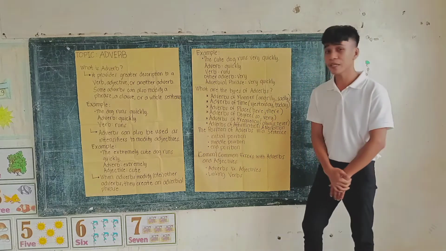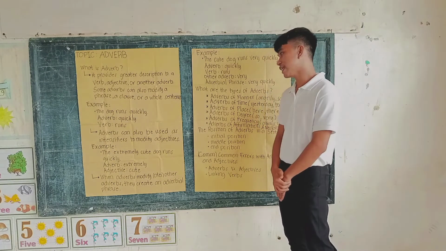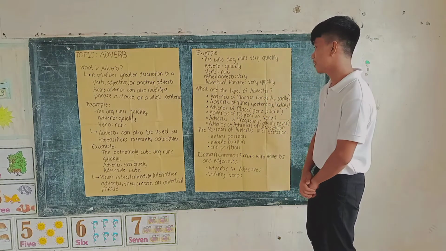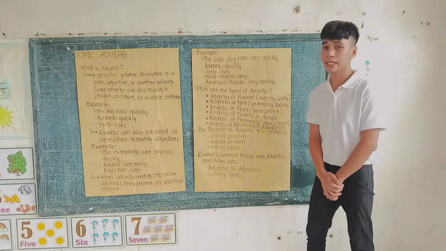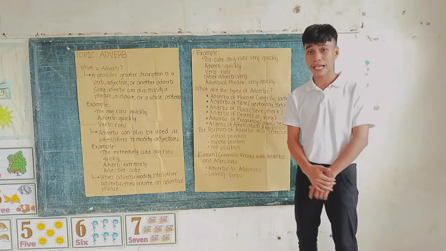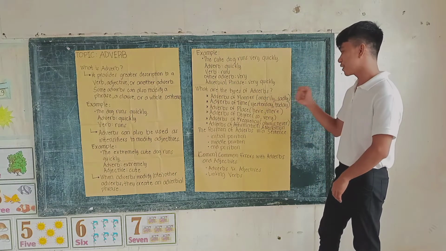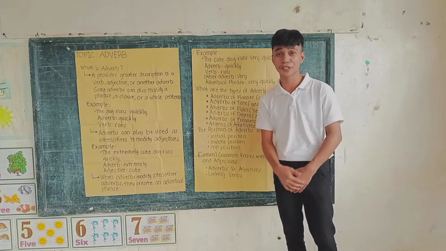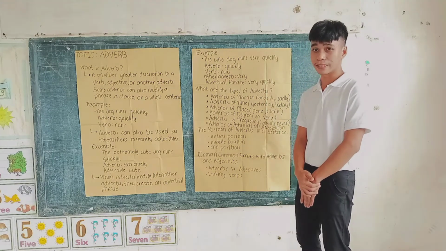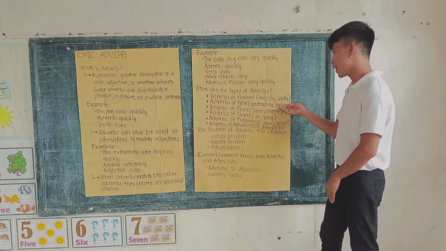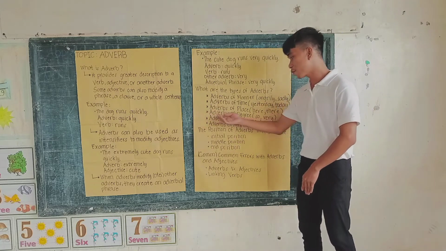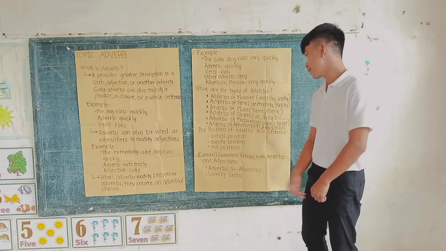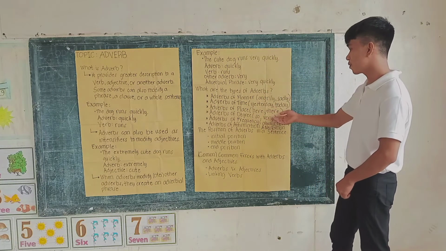So sir, are there any types of adverbs? Yes, there are 5 major types of adverbs. First, adverbs of manner. It answers the question how something happens. Like for example, unwillingly, suddenly, etc. Second, the adverbs of time. It answers the question when does something happen. Like for example, yesterday, today, etc. Third, the adverbs of place. It answers the question where does something happen. Like for example, here, there, etc.